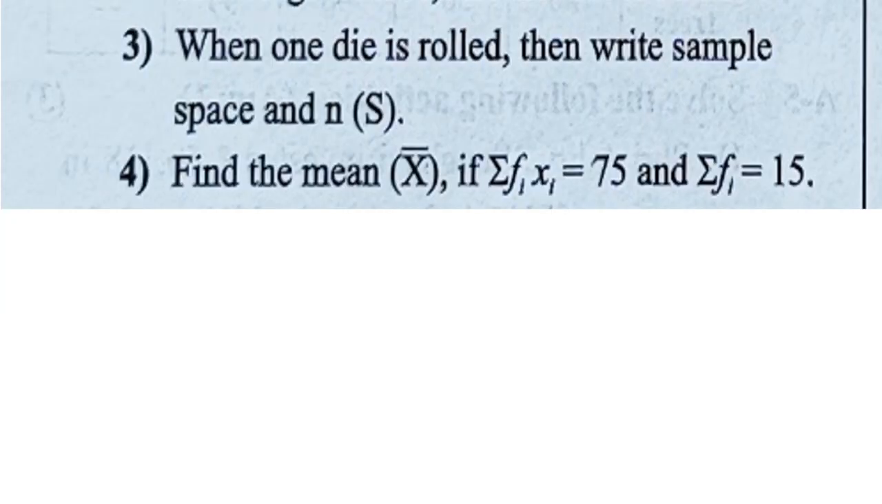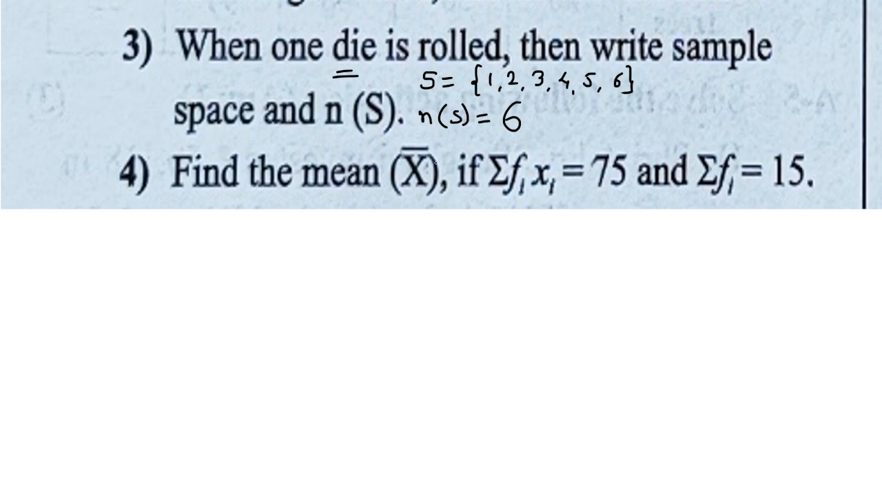Next question is that when one die is rolled, then write the sample space and number of sample points. Die is rolled, for a die there are 6 faces and on each face is written a number from 1 to 6. Therefore sample space S is equal to {1, 2, 3, 4, 5, 6}. Then n of S, number of sample points, is equal to 6. Answer is correct. You will get 1 mark.